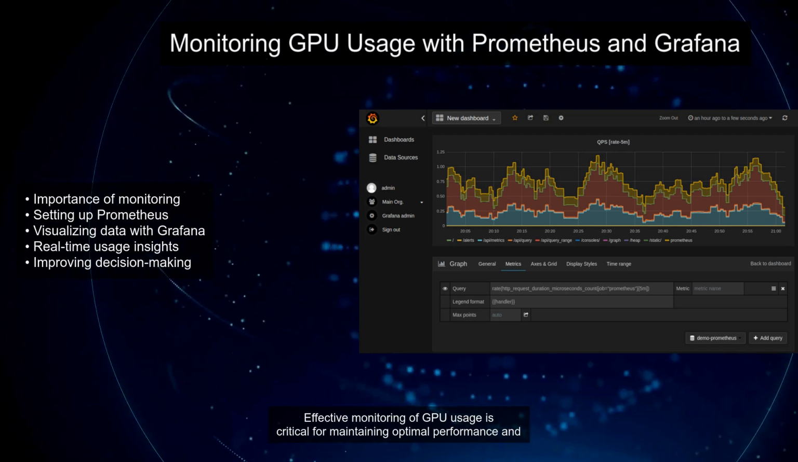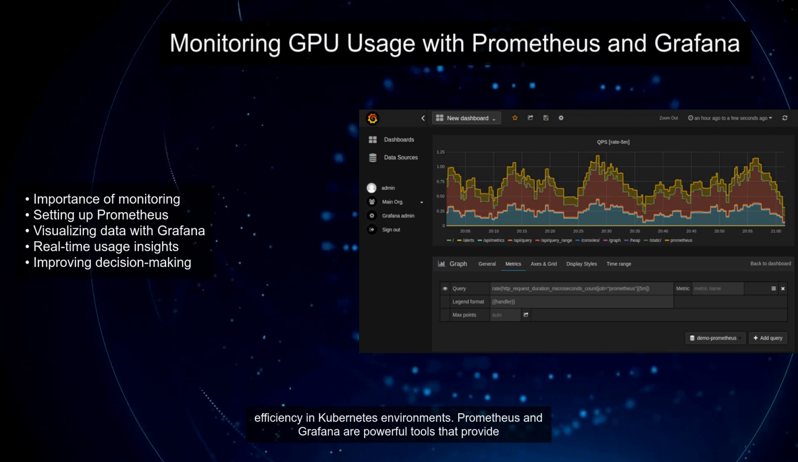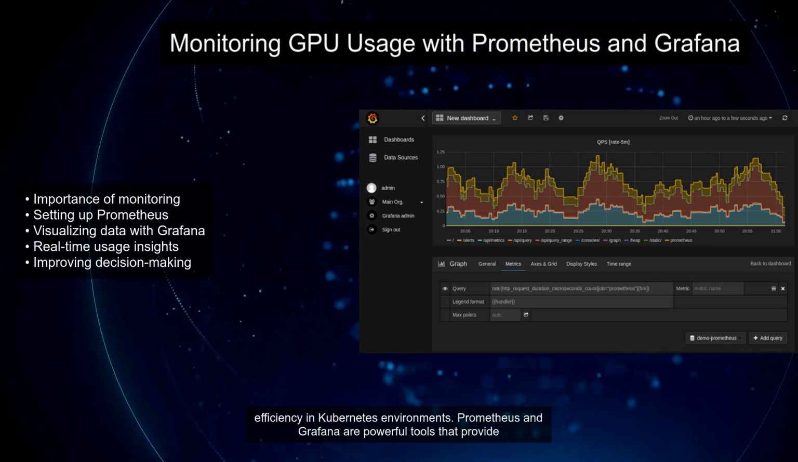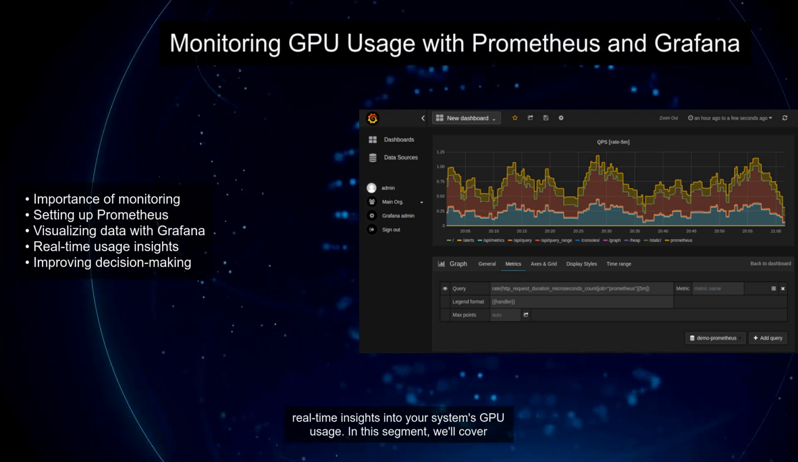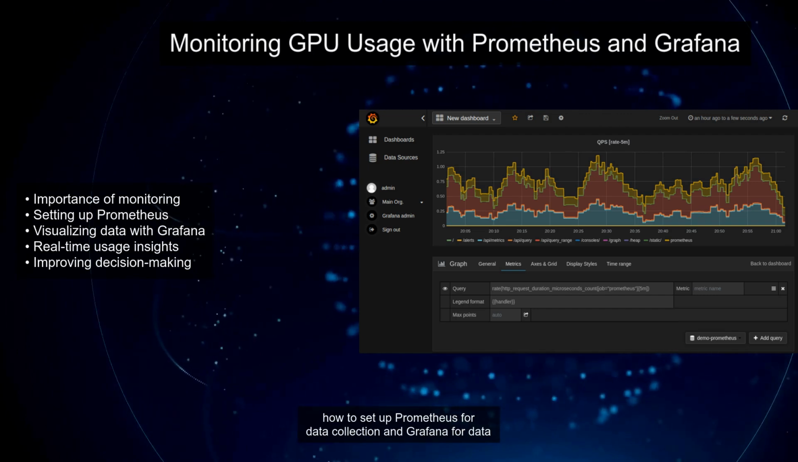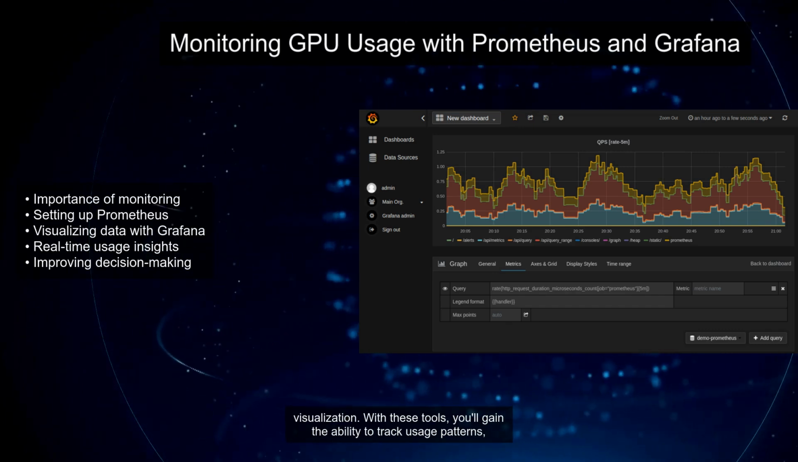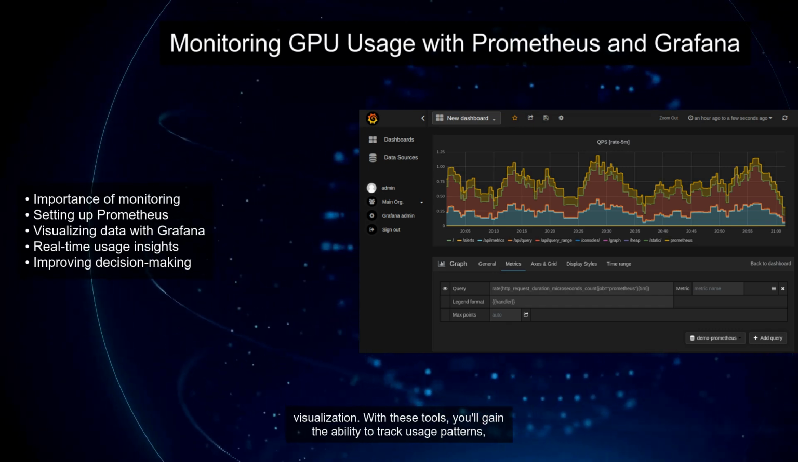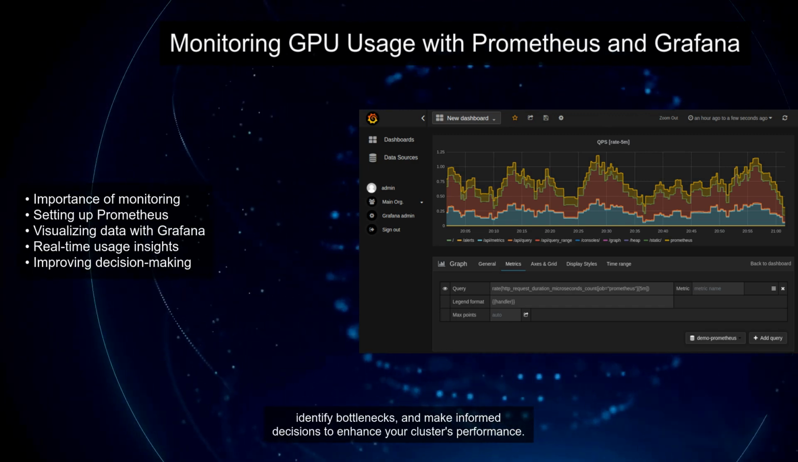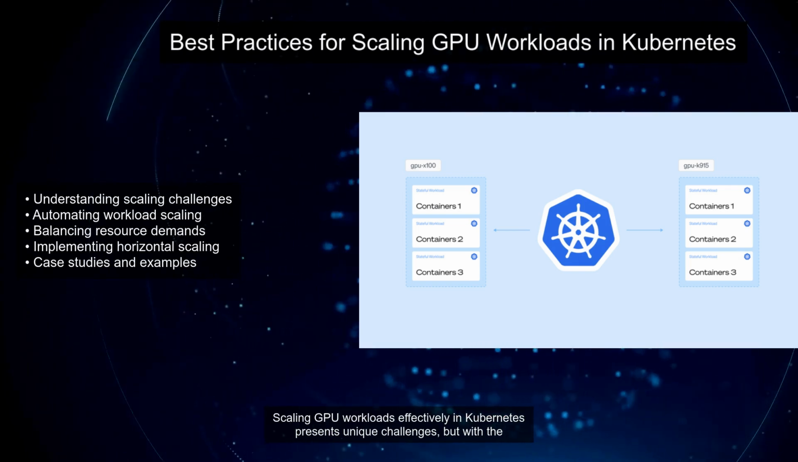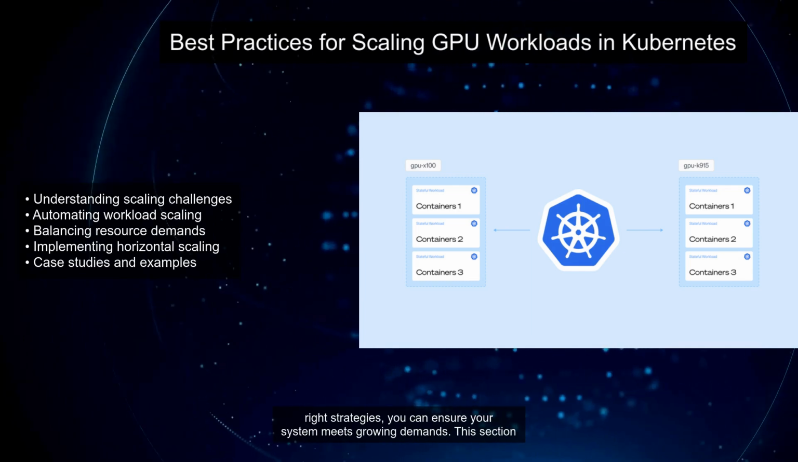Effective monitoring of GPU usage is critical for maintaining optimal performance and efficiency in Kubernetes environments. Prometheus and Grafana are powerful tools that provide real-time insights into your system's GPU usage. In this segment, we'll cover how to set up Prometheus for data collection and Grafana for data visualization. With these tools, you'll gain the ability to track usage patterns, identify bottlenecks, and make informed decisions to enhance your cluster's performance.